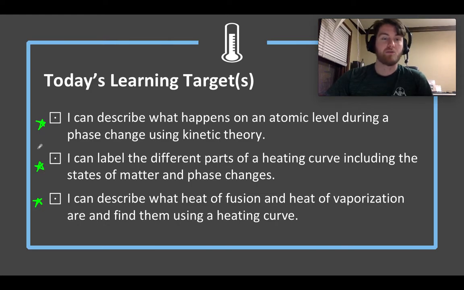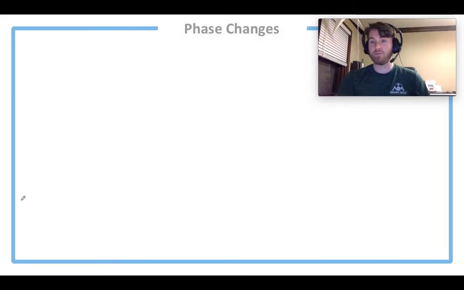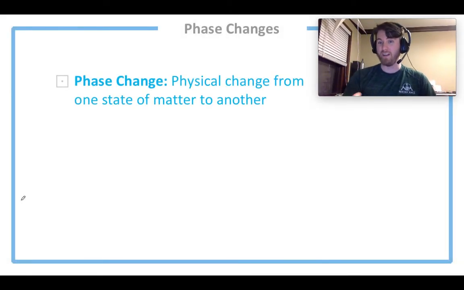Then, as I said, you are going to label a heating curve, including all states of matter. And finally, you are going to be able to solve for the heat of vaporization or the heat of fusion using a heating curve. We're going to do a problem on that at the very end. So let's start out with just a phase change and exactly what it is.